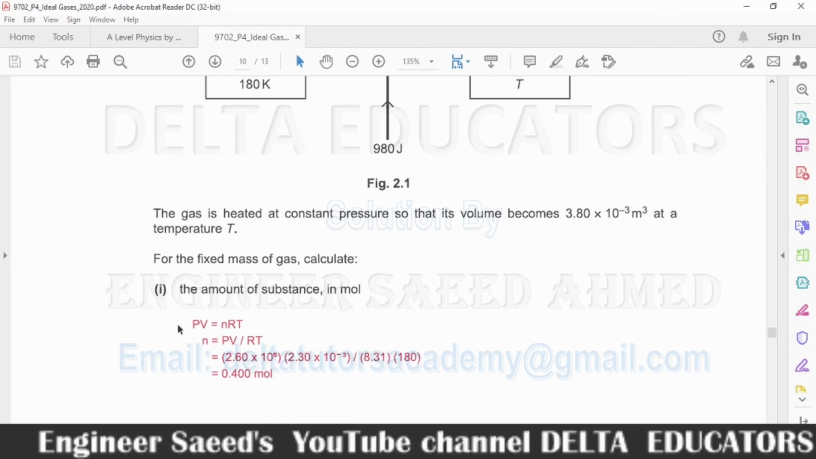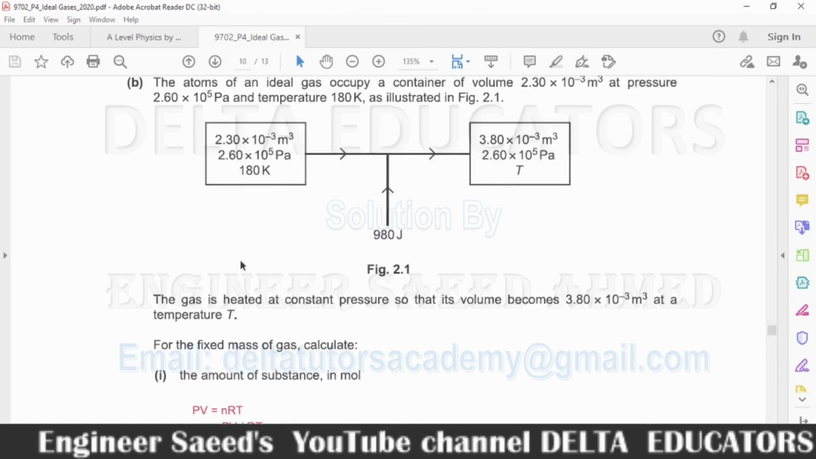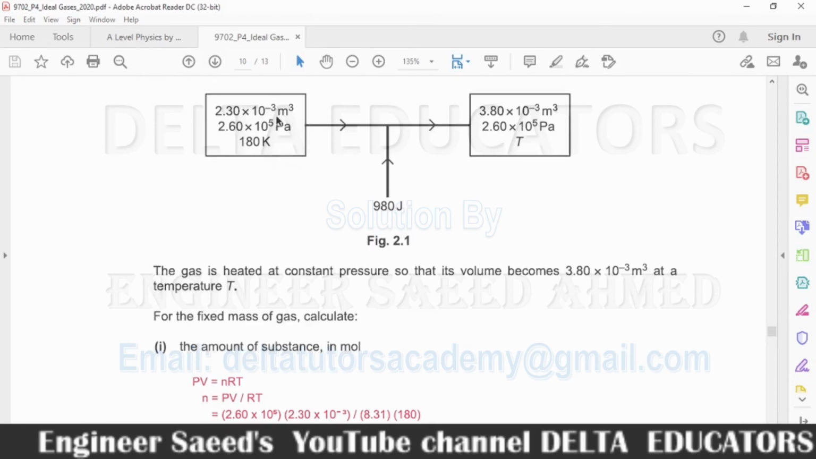To find the number of moles, we have studied the relation PV = nRT, where P is pressure, V is volume, n is the number of moles, R is the constant for 1 mole and T is temperature in Kelvin. Here we have to find the number of moles, so n will be equal to PV over RT. Pressure is given, 2.60 × 10^5 Pa. We can use these values in this relation.